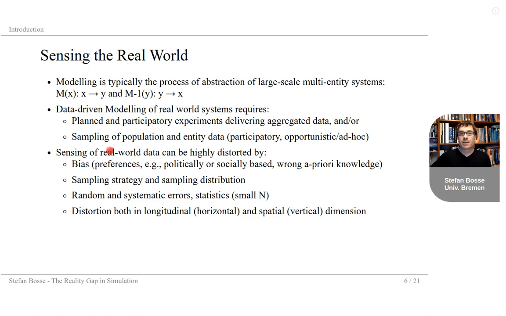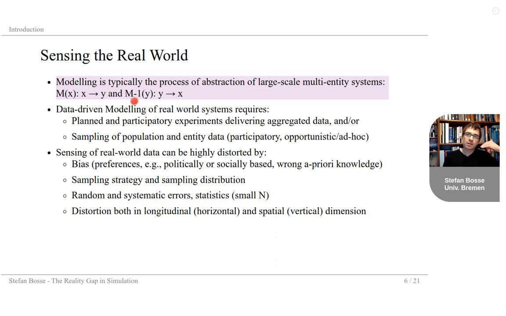First of all, sensing in the real world. Modeling is typically the process of abstraction of large-scale multi-entity systems. So we have a model with an input vector variable x that maps onto an output variable y. And finally, we can have an inverse modeling, subscript -1, that maps the opposite way. The output variable is now the input variable.